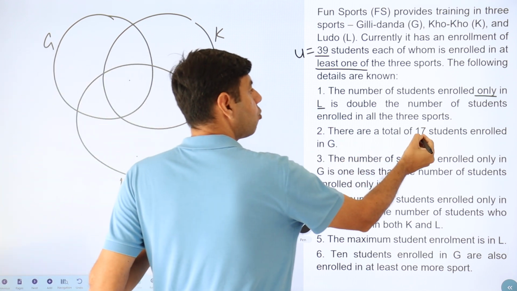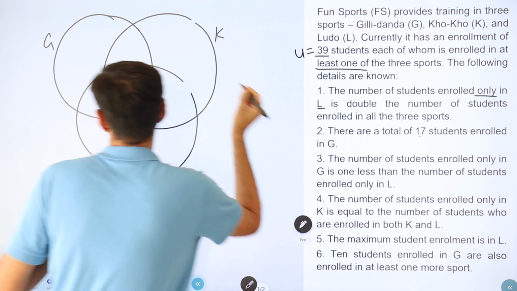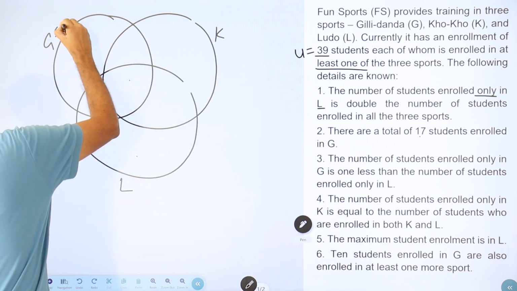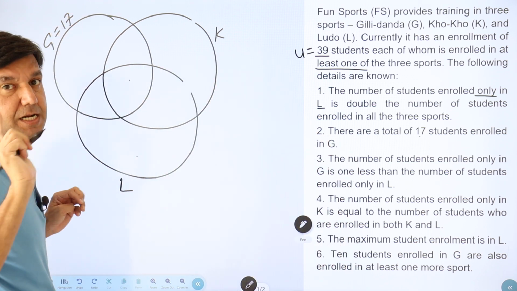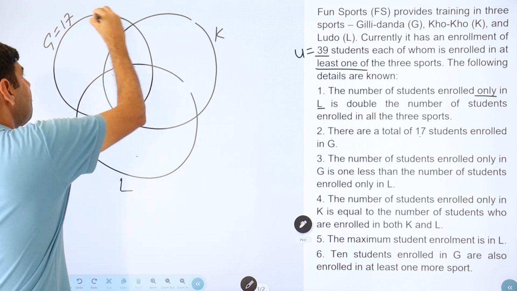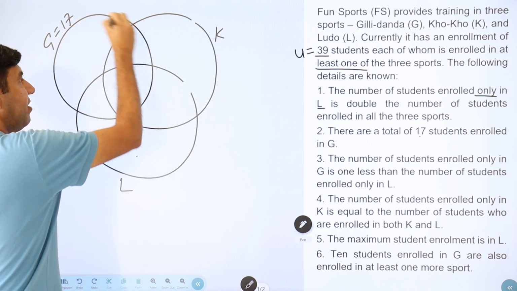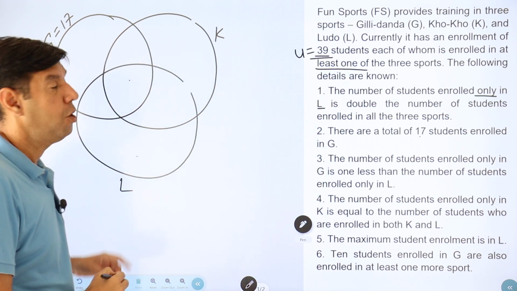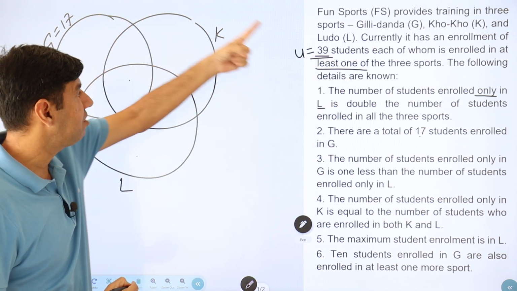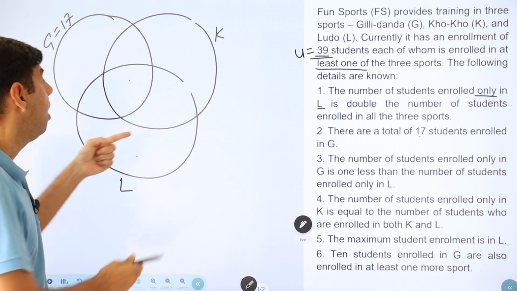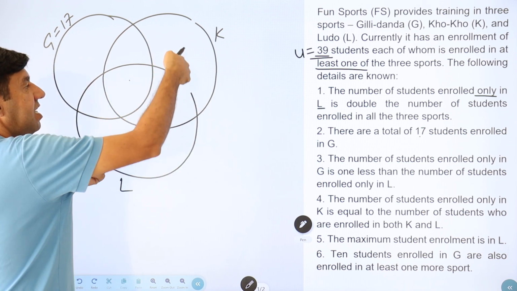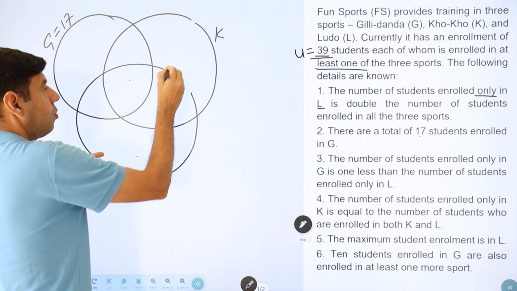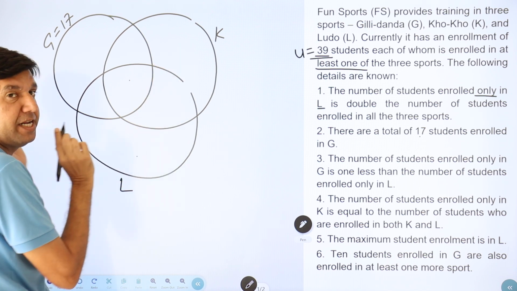There are a total of 17 students enrolled in G. So now G is 17. So here is the first input. Most of us focus on the circle of 17, but there's something more. We already know the union is 39. So the difference between 17 and 39 is 22. 22 is going to be these 3 regions, 1, 2 and 3.